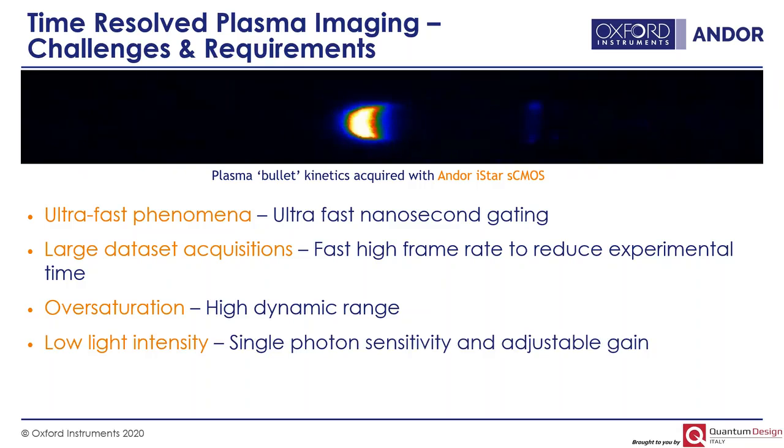On the other hand, you may have quite a low light intensity. If you've run your signal through a spectrometer, for instance, and you've lost some light, depending on your setup, this can be quite a barrier to overcome. So here's where some kind of single photon sensitivity and adjustable gain can be very important.